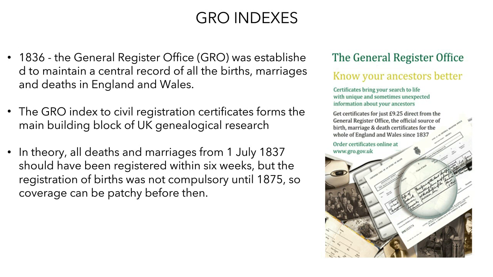The original index volumes were arranged chronologically by quarter and year, then alphabetically by surname. So when you're searching them, that's the order they will come in. Coverage of these indexes is pretty good from 1837 up to around 1920. After that point, transcription of the indexes is a bit of a work in progress, really.